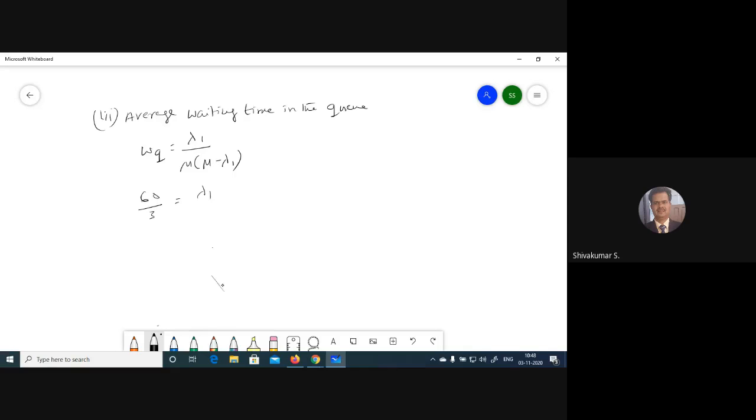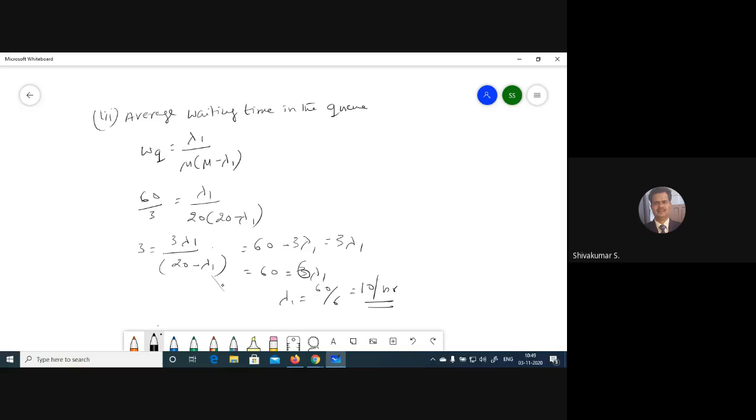So 3 by 60 is equal to lambda 1 by mu, mu is 20, into 20 minus lambda 1. Now substitute, we are going to get 3 is equal to 20 lambda 1 by 20 minus lambda 1, that is equal to 60 minus 3 lambda 1. So 60 is equal to 3 lambda 1 plus 3 lambda 1, 6 lambda 1. So lambda 1 is equal to 60 by 6, that is 10 per hour.